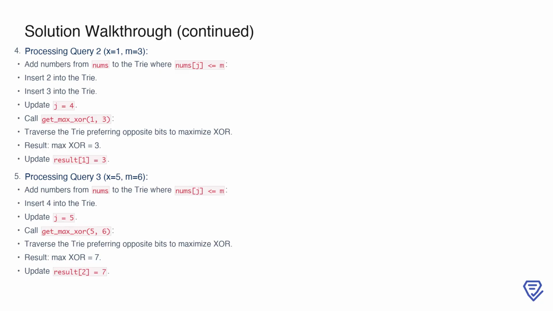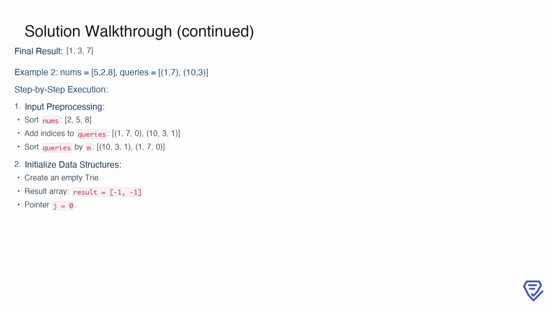For this query, calling get_max_XOR(5, 6) yields a maximum XOR of 7 by traversing the tree and selecting the best possible bits. This result is stored in result 2, updating the array to 1, 3, 7. At this point, we have completed processing all the queries for the first example. The final result array is 1, 3, 7, which contains the maximum XOR values for each query in their original order. This demonstrates how the tree structure efficiently handles the XOR computation for the given constraints.